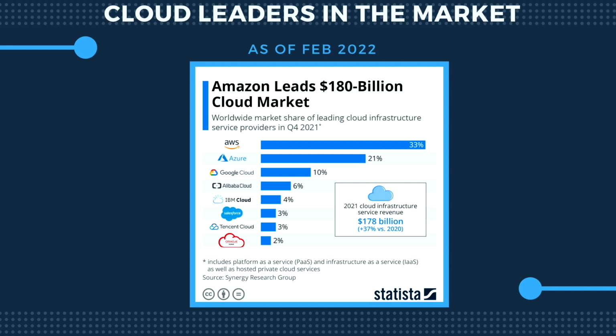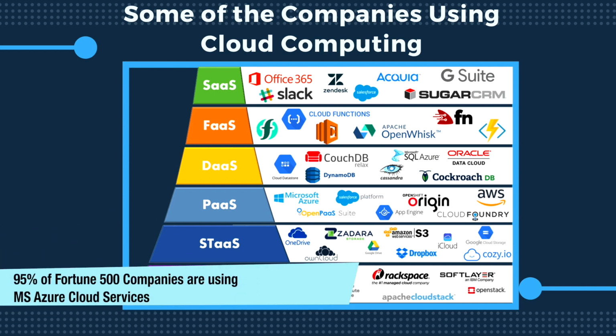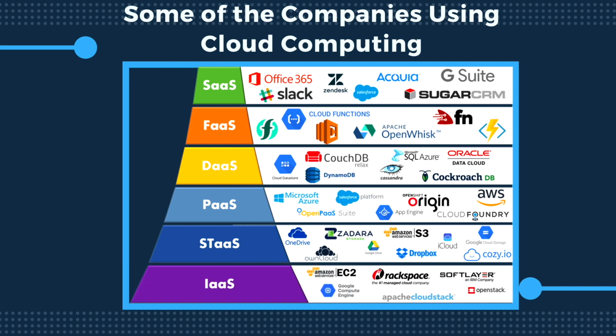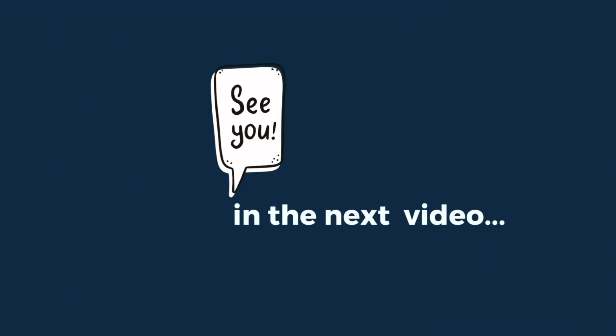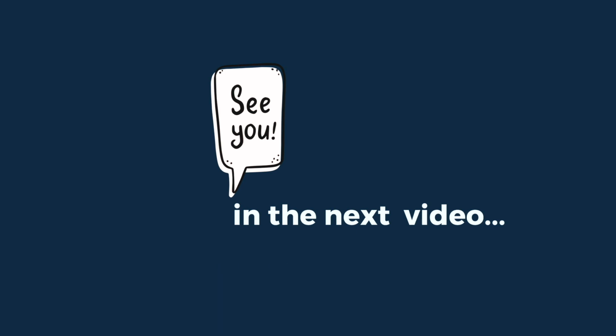However, there are other significant market leaders as well, such as Google Cloud, Alibaba Cloud, IBM Cloud, Salesforce, Tencent Cloud, and Oracle Cloud. There are many companies around the world that are using cloud services. Some of them you can see on your screen. Also over here, I would like to highlight that 95% of the top 500 Fortune companies are using Microsoft Cloud services. That's it for this video. In the next video, we are going to discuss what is Azure Synapse Analytics a bit in detail, and from there onwards, we are going to go further into our course.